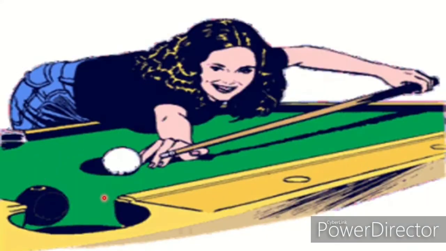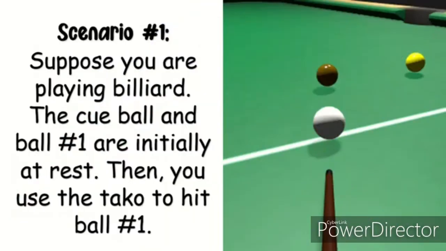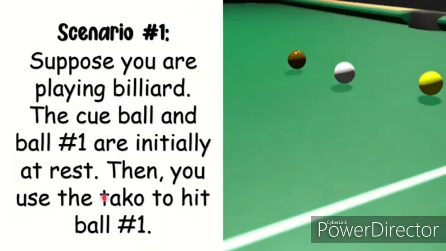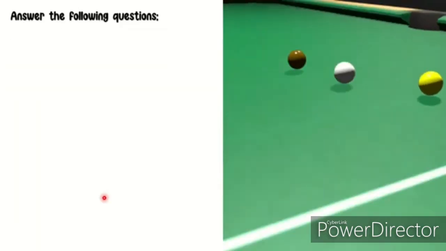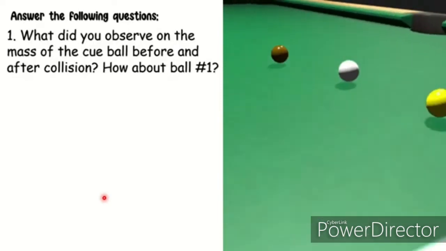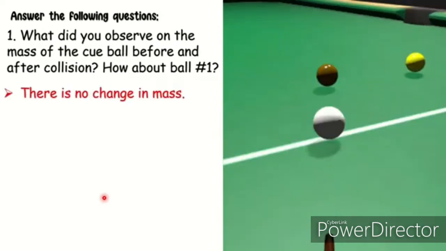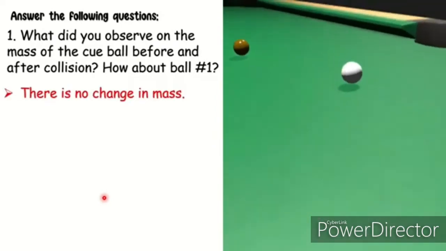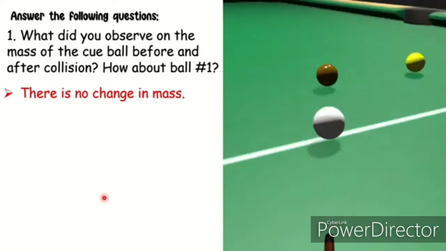Next, what will happen to a moving object if it collides with another object? Let's have this scenario. Suppose you are playing billiard. The cue ball and ball number 1 are initially at rest. Then, you use the taco to hit ball number 1. Based on the given illustration, answer the following questions. What did you observe on the mass of the cue ball before and after collision? There is no change in mass. How about ball number 1? Also, there is no change in their mass.